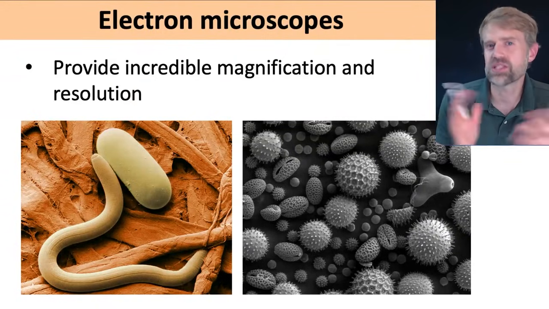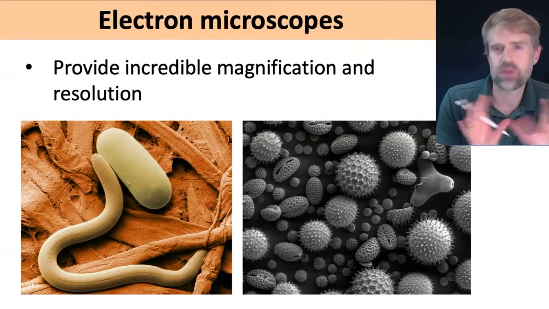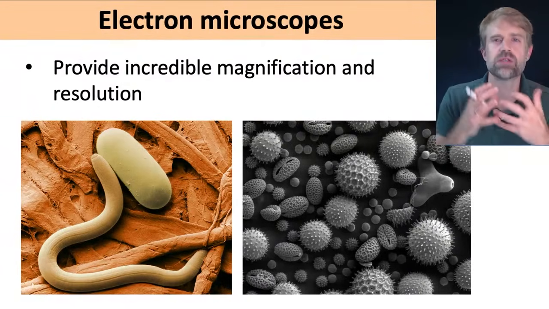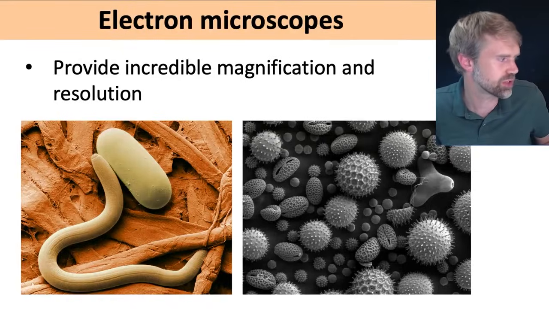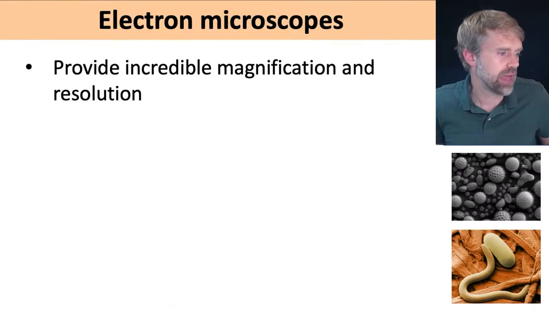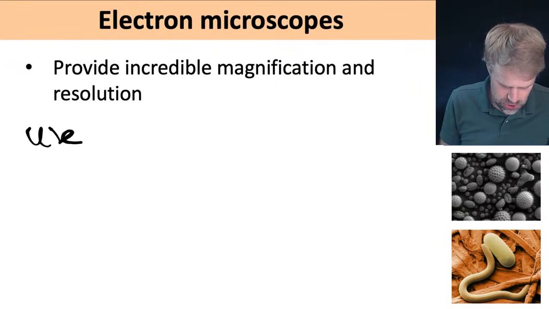Electron microscopes can't see in color. So when you see images like this that have color, someone has added the color in Photoshop or something afterwards, but they give these absolutely beautiful images with incredible magnification and resolution. And the reason that they can give us such incredible magnification is because they use electrons instead of light.